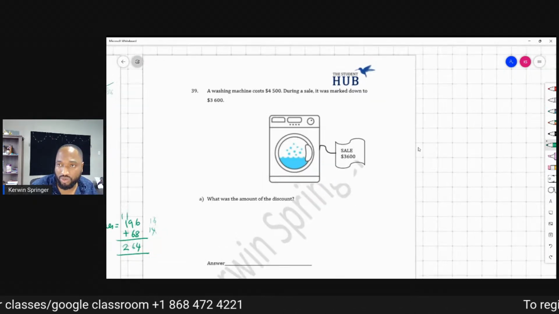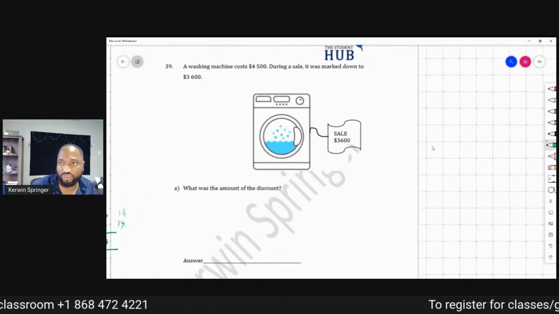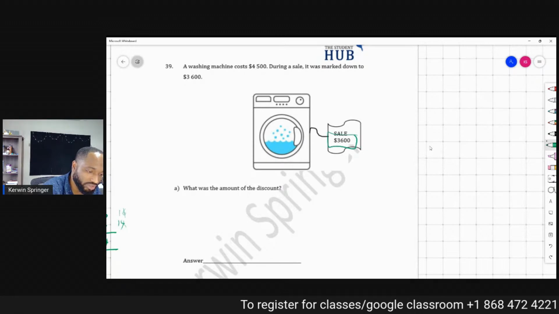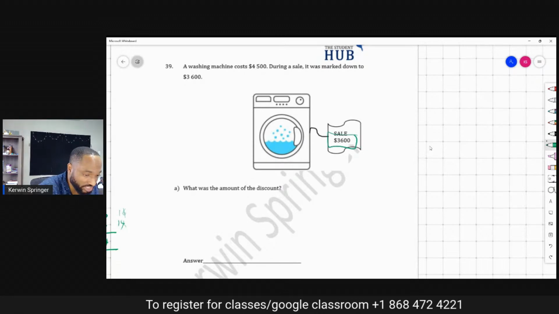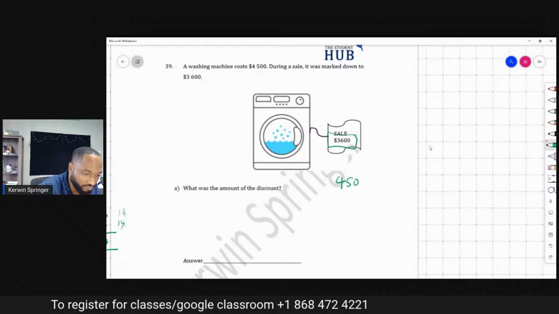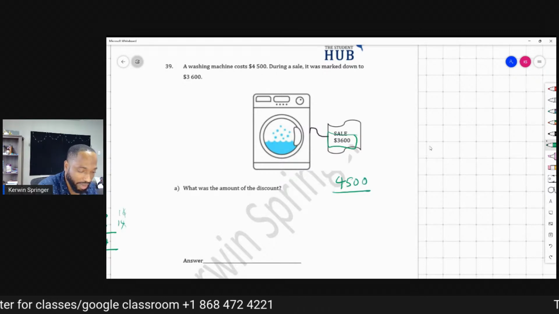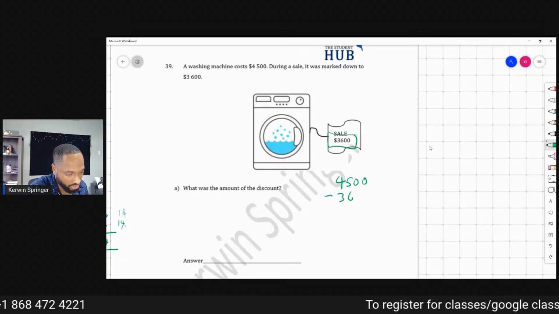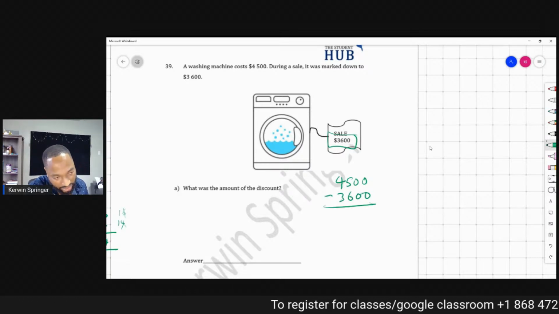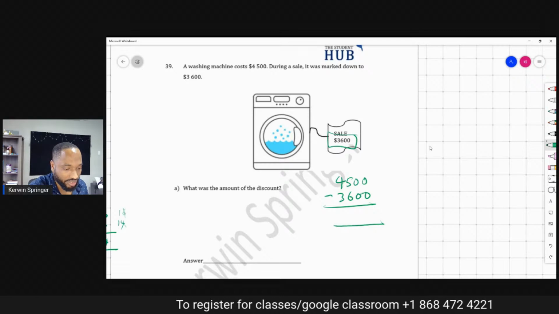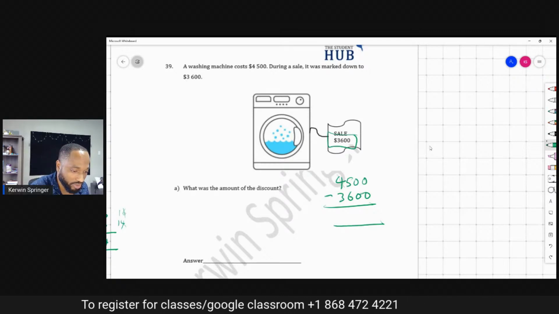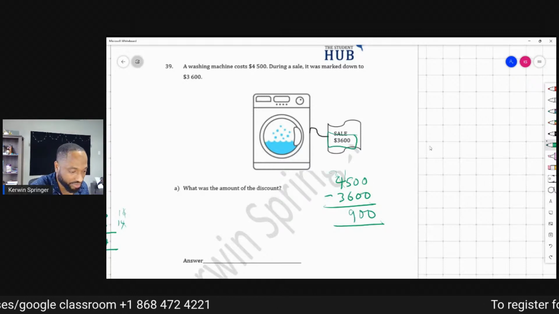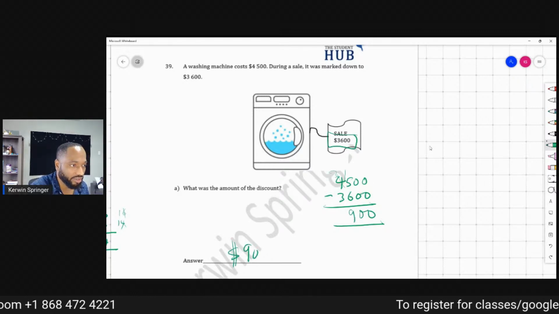A washing machine costs 4,500. During the sale, it is marked down to 3,600. What was the discount? They didn't ask for percentage, they just asked for the discount. So 4,500 minus 3,600 is 900. It's 900.